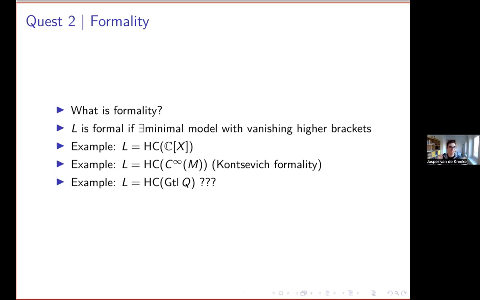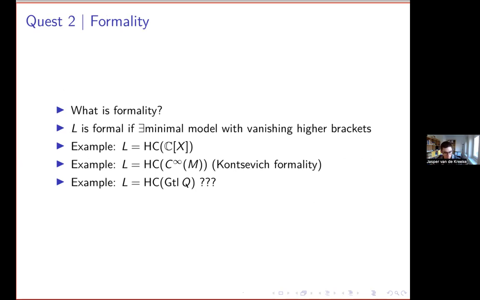So what kinds of properties can minimal models have? One popular property a minimal model or a DGLA can have is formality. When do we call a DGLA or an L infinity algebra formal? If there is a minimal model which has vanishing higher brackets. So it has vanishing differential, it also has vanishing higher brackets. The only thing it has is an ordinary bracket.